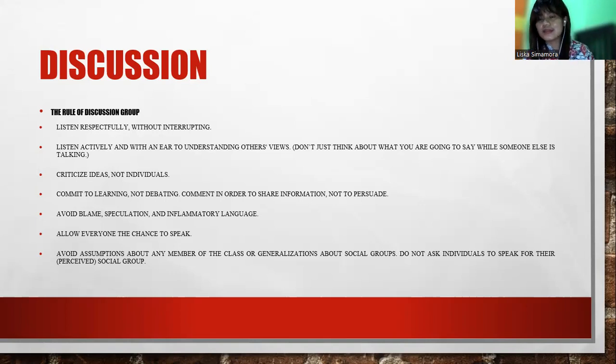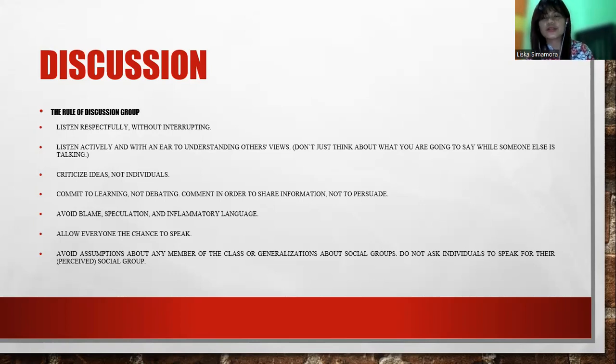If it's not in the debate stuff, there is a rule that we have to follow. Okay, so the second one is listen actively and with an ear to understanding others' views. So pay attention to others' views. So that is why we need to listen actively. And the third, criticize ideas, not individuals.